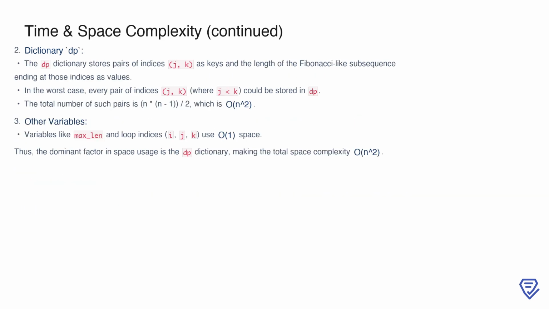The second contributor to space complexity is the dp dictionary. This dictionary stores pairs of indices (j, k) as keys, with the length of the Fibonacci-like subsequence ending at those indices as the value. In the worst-case scenario, every pair of indices (j, k) where j is less than k could be stored in dp. The total number of such pairs is n(n-1)/2, which simplifies to n squared. Additionally, variables like max_len and the loop indices i, j, and k require constant space, O(1). Since the dp dictionary is the largest contributor, the overall space complexity is dominated by it, resulting in O(n squared).